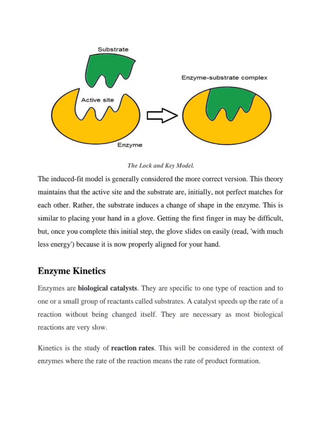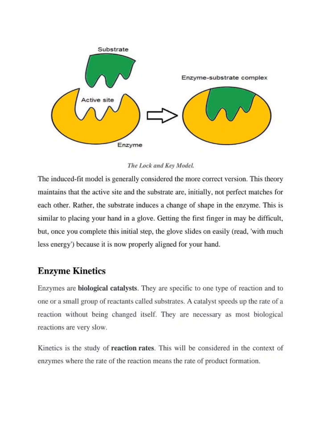The induced fit model is generally considered the more correct version. This theory maintains that the active site and the substrate are initially not perfect matches for each other. Rather, the substrate induces a change of shape in the enzyme. This is similar to placing your hand in a glove. Getting the first finger in may be difficult, but once you complete this initial step, the glove slides on easily because it is now properly aligned for your hand.